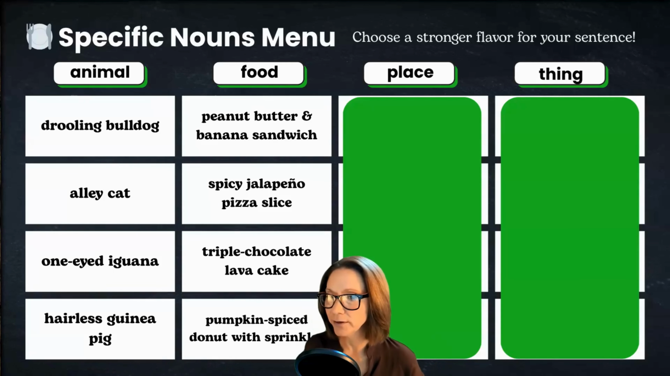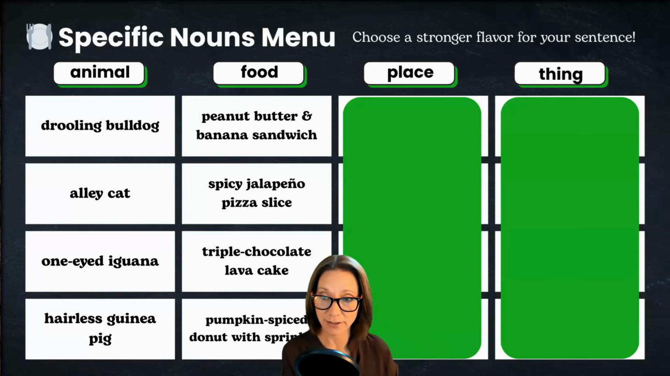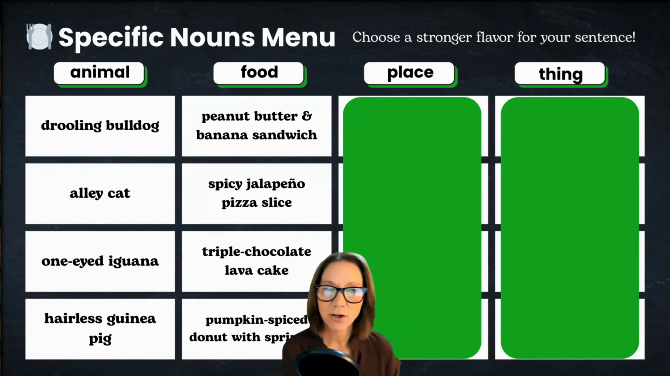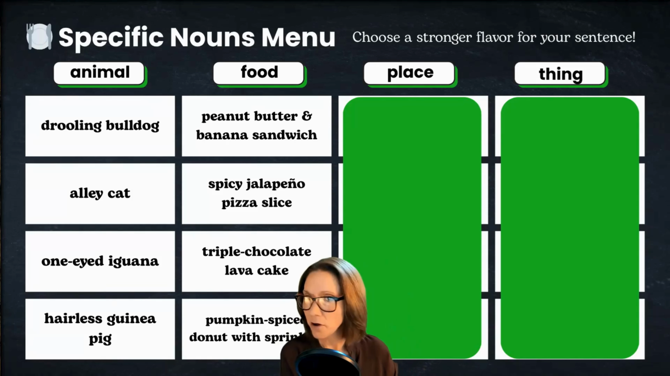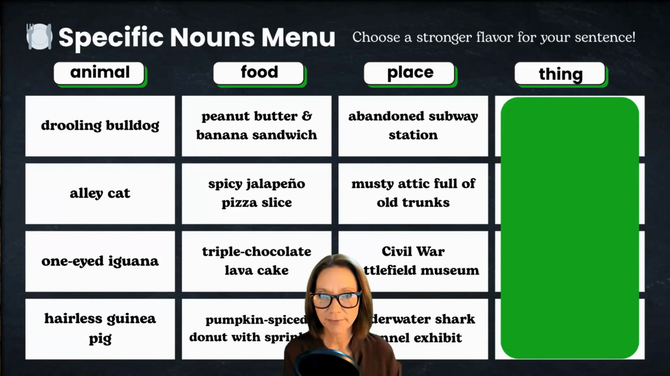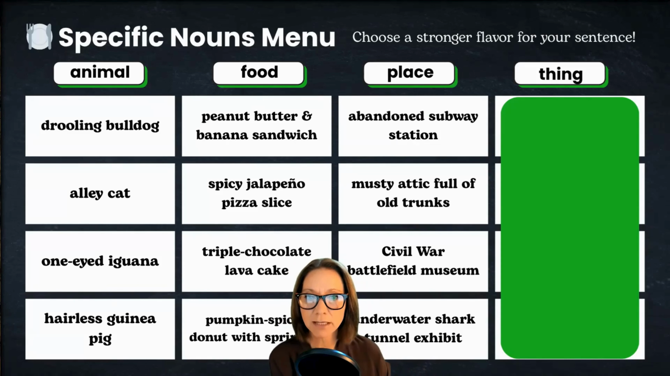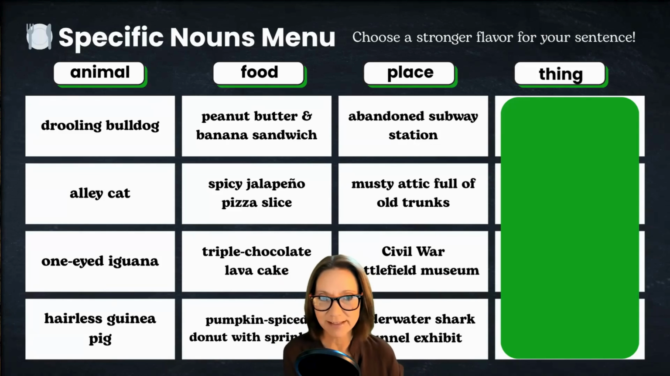Next, food: a peanut butter and banana sandwich, spicy jalapeno pizza slice, triple chocolate lava cake, pumpkin spice donut with sprinkles. So very detailed, not just a donut. A place: an abandoned subway station, a musty attic full of old trunks, a Civil War battlefield museum, or an underwater shark tunnel exhibit. Very specific.